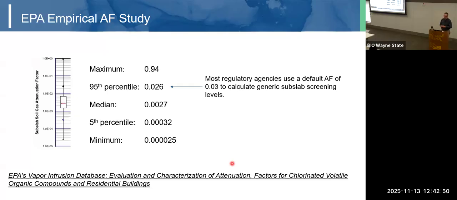I think the one danger is when that screening level becomes an action level. So you go out, you collect samples, your sub-slab soil gas concentrations are above this screening level, and then you immediately jump to, oh, well, now we need to mitigate that building. The problem is this is the 95th percentile, right? So 95% of buildings would have more attenuation than what you're assuming based on that.